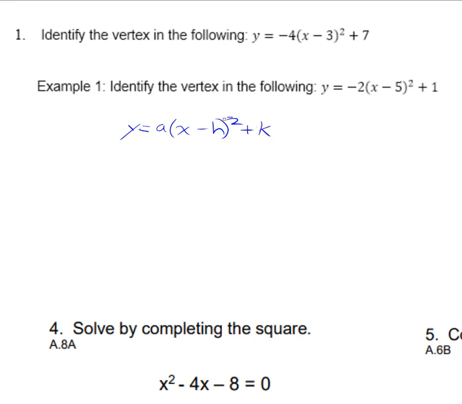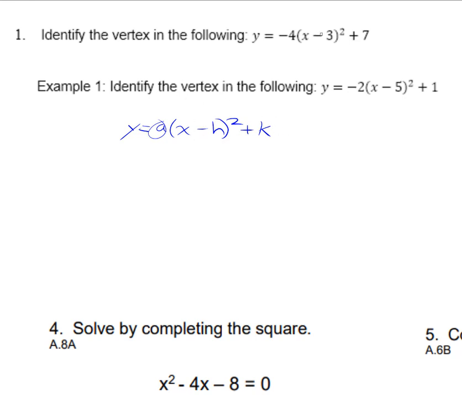Okay, sorry about that extra line there. Let me get rid of that. So this is the form for the vertex form, right? This is basically the form for it. And what you have is a constant that's being multiplied times this perfect square here, and then here I have a k and here I have an h.